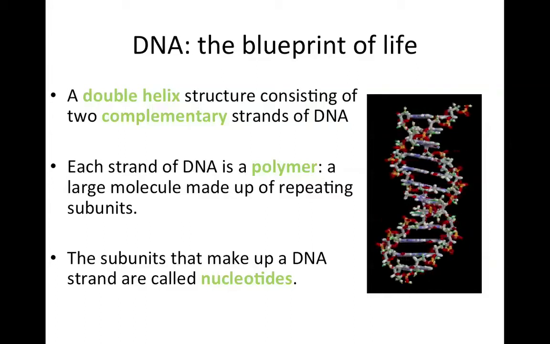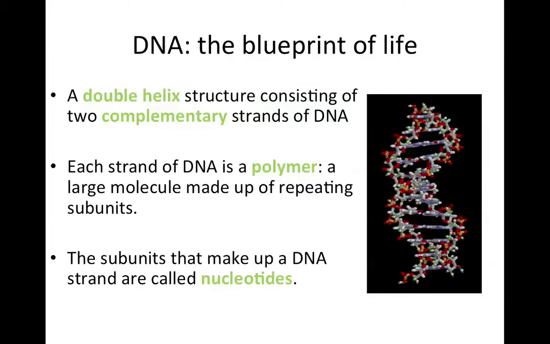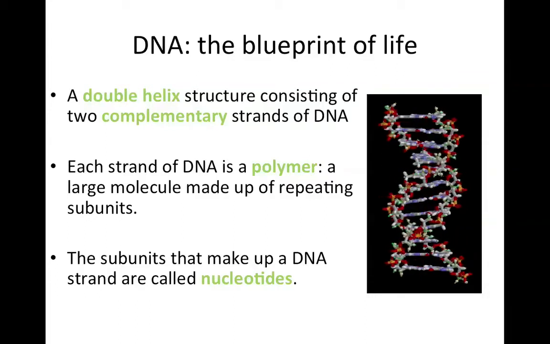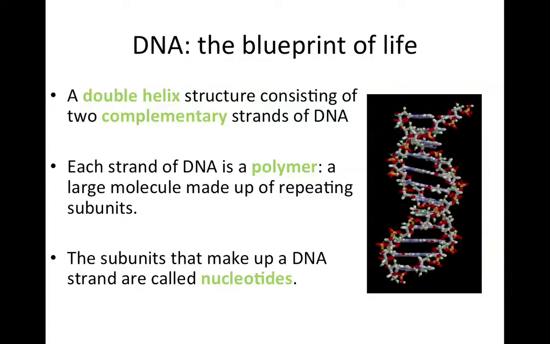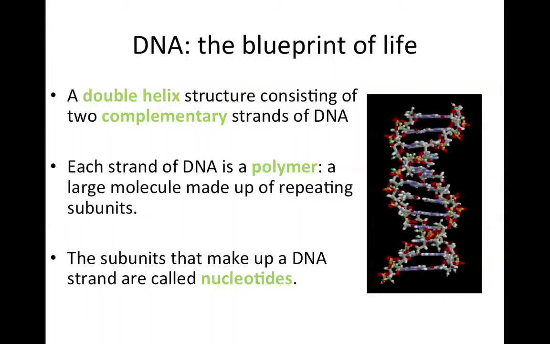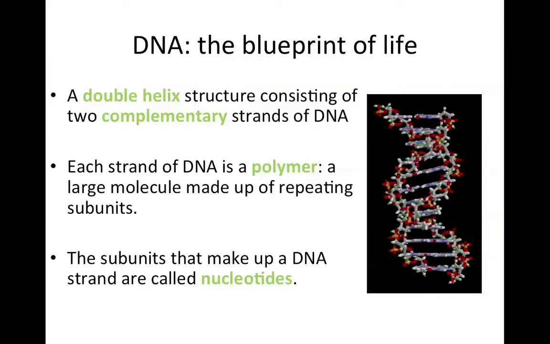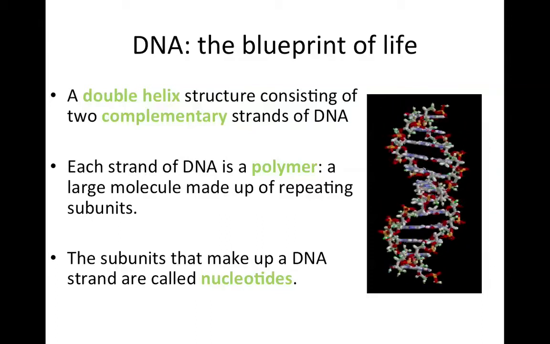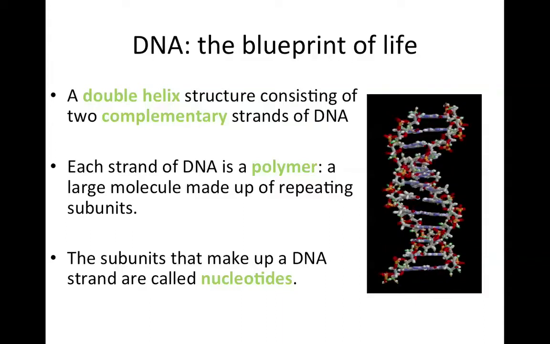Given that it's a double helix structure, the double helix is composed of two separate strands of DNA held together, as we said, by complementary base pairing between the bases of each strand. Each strand of DNA is a polymer, being a large molecule made up of repeating subunits that are chemically bonded together. In the case of DNA, the subunits that make up DNA are called nucleotides.